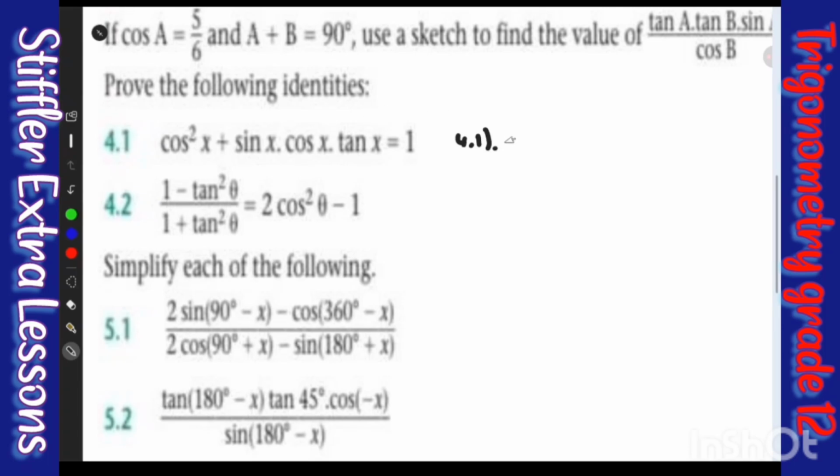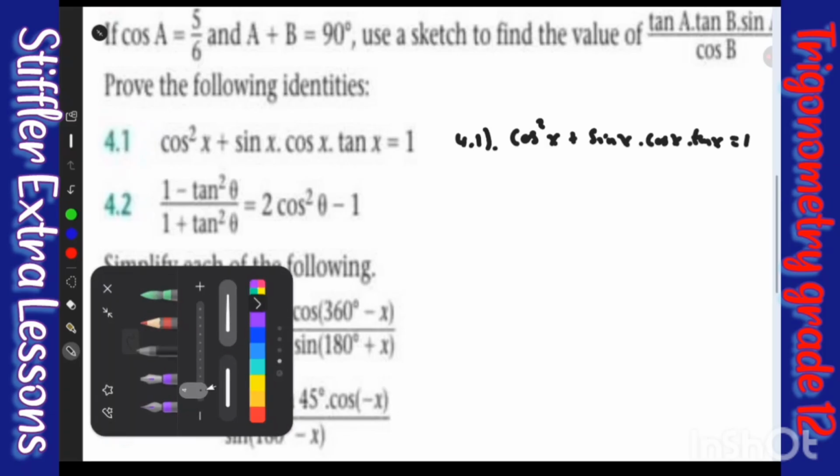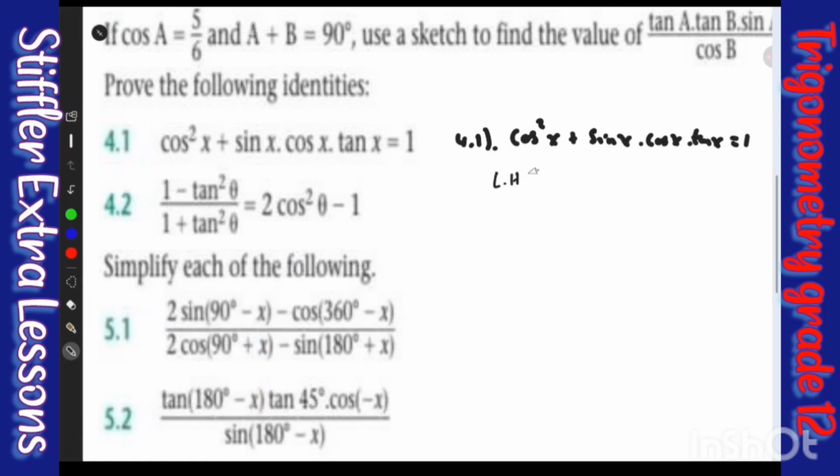So 4.1, they say prove that cos squared x plus sine x cos x multiplied by tan x is equal to 1. So I think we can just choose the side that is better to work with, right? So the left hand side is complicated. So our left hand side becomes cos squared x plus sine x, and then we're having cos x. It's better to first change tan because tan is hard to work with. So this will be sine x over cos x.